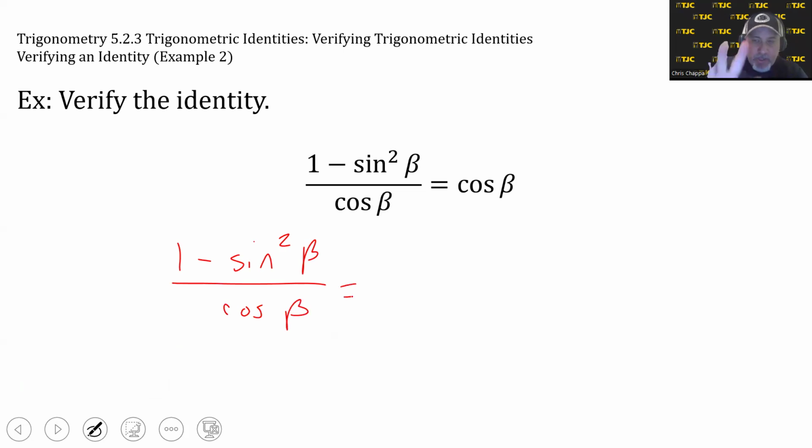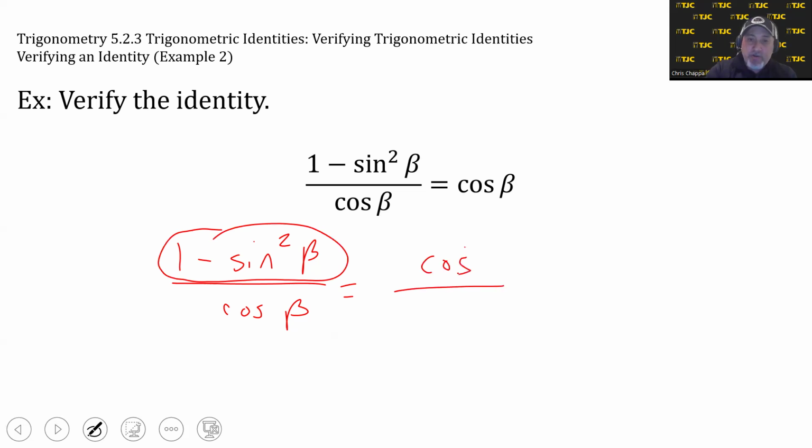Now, when I look at this, two things jump out at me. Number one, as a fraction with a single denominator, I could split this into two individual fractions and then manipulate it. Or, the other thing I see, the numerator is a binomial with a squared trig function. Binomials with squared trig functions are indicators of a Pythagorean identity. And if you know your Pythagorean identities, you'll know that 1 minus sine squared is just cosine squared. Again, that's a Pythagorean identity.